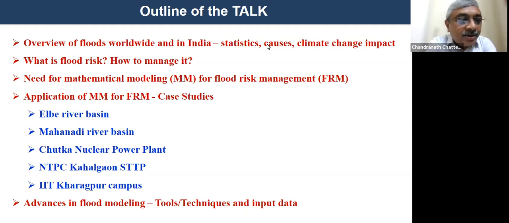These case studies will be on the Elbe River Basin in Germany and the Mahanadi River Basin in Odisha. These two basins deal with river floods. Then I'll come to Chutka Nuclear Power Plant and NTPC Kahalgaon Super Thermal Power Plant. These two are basically infrastructure related flood risk management. And then in our own campus at IIT Kharagpur, we also have this flooding problem, which is synonymous with urban flooding. These applications are selected in such a way that they cover all different types of floods.